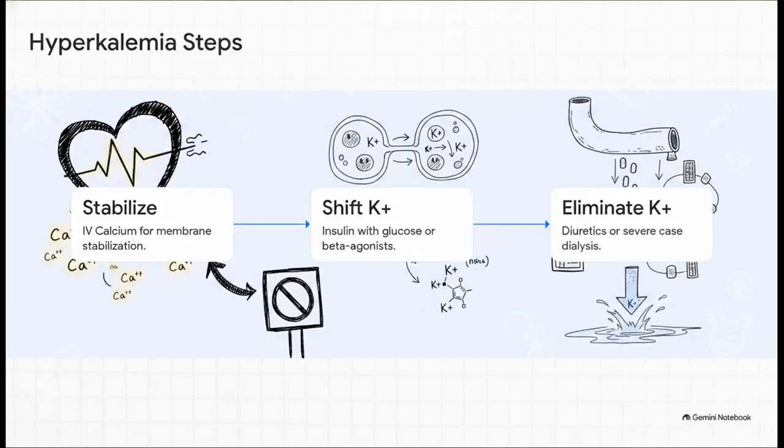Let's break down the strict algorithm here. Step 1 is always membrane stabilization with IV calcium if those ECG changes are present. Only after the myocardium is secured do you move to Step 2, which is shifting that potassium intracellularly using insulin and glucose or beta agonists. And then finally, Step 3 is elimination via diuretics, binders, or dialysis.